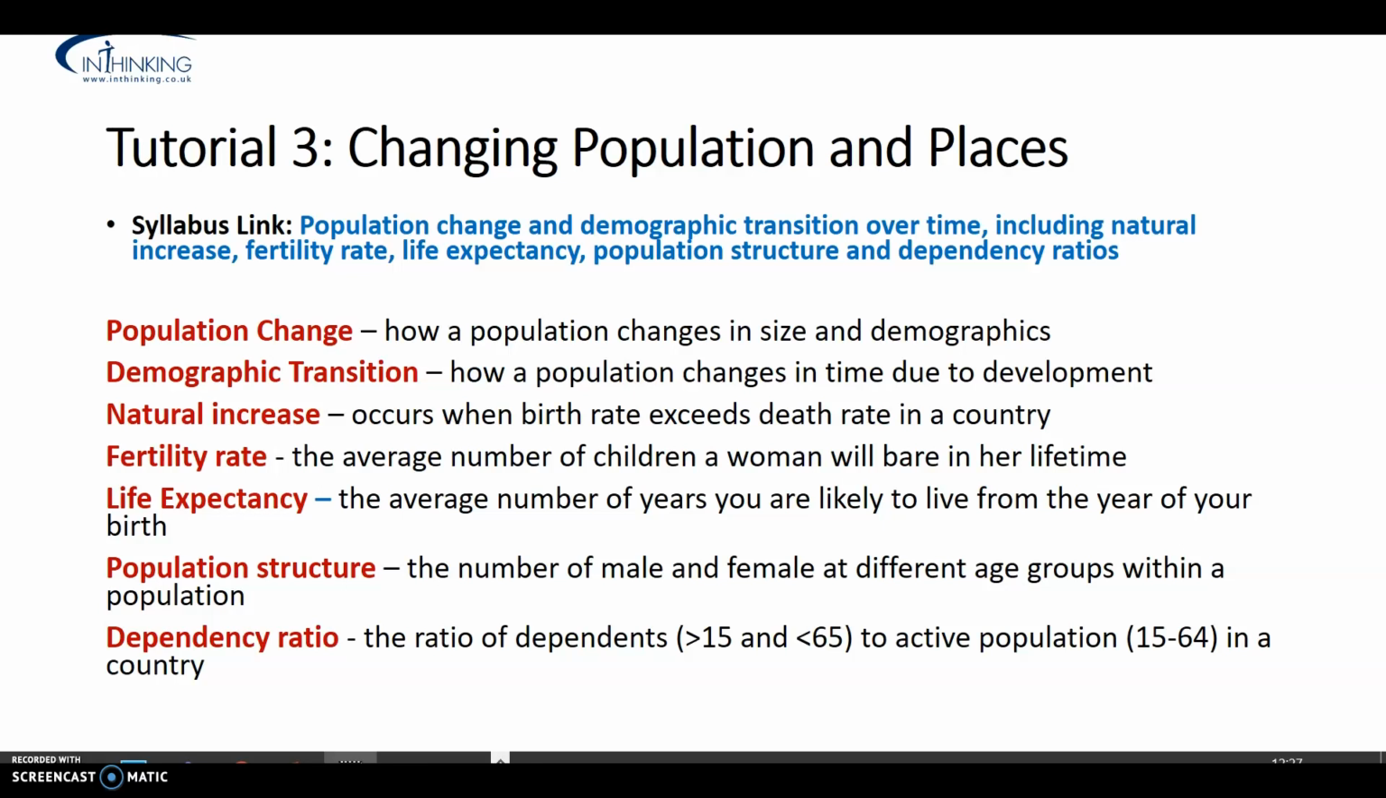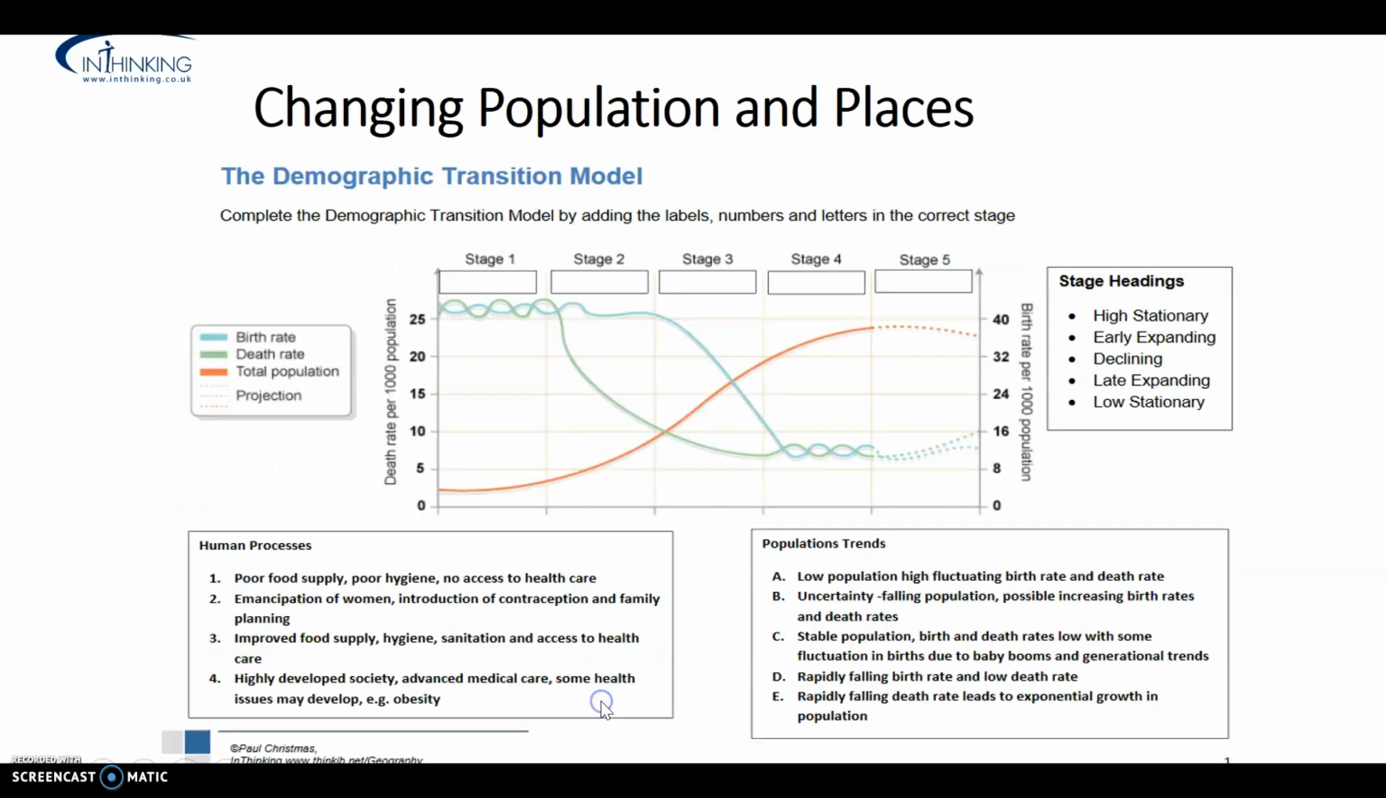Life expectancy, of course, comes up, and population structure, so the ratio of male to female and the differences in age groups within a country. And this introduces dependency ratio, so the number of children, say under the age of 15, and those over the age of 65 who are dependent on the active population between 15 and 65. So we typically use the demographic transition model to represent this population change.